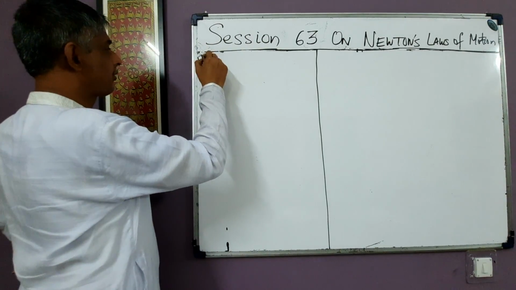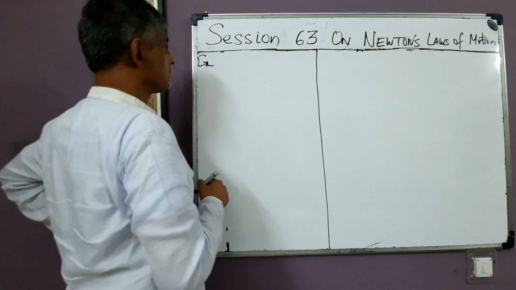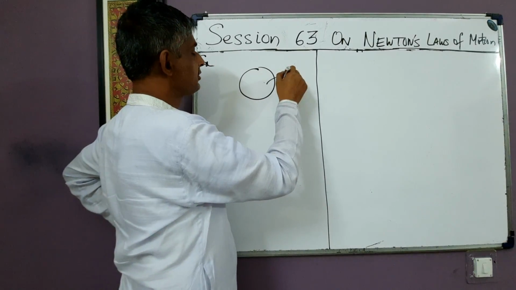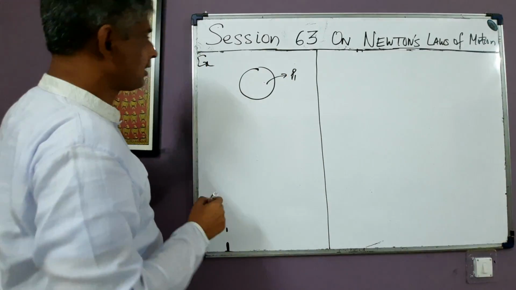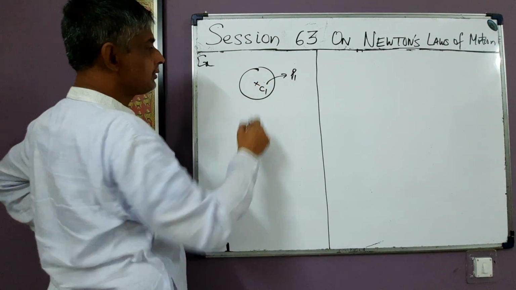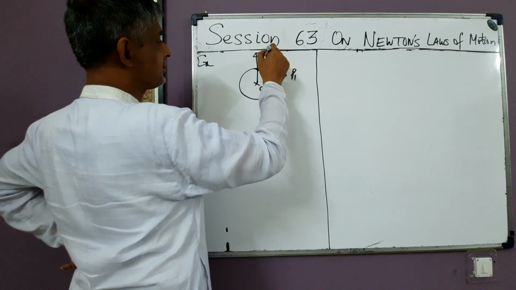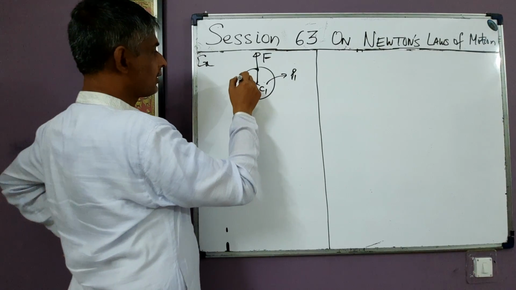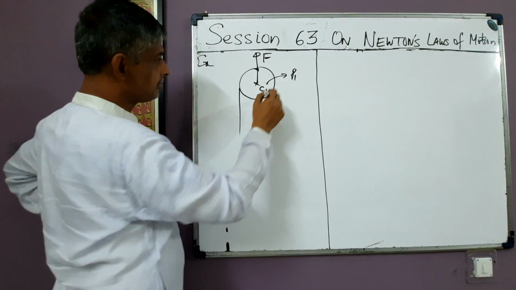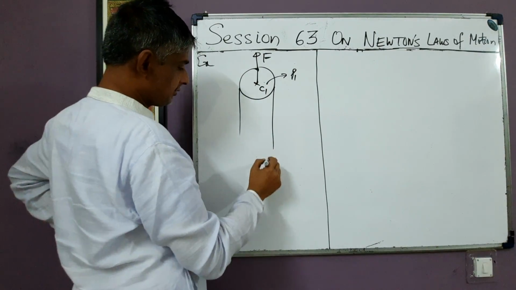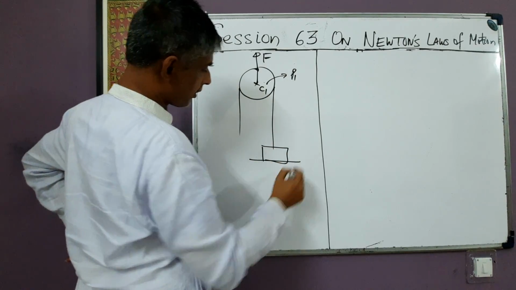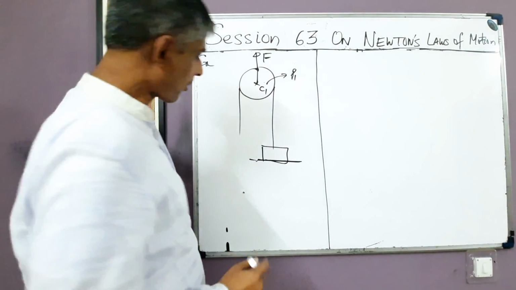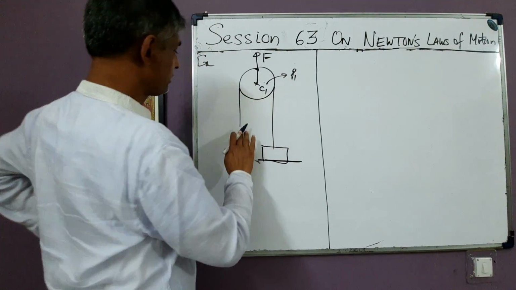Diagram is this. Here we have a massless pulley, say P1. This is center C1 of pulley P1, on which a time dependent force F is being applied in upward direction. A massless string S1 passes over pulley P1, and here there is a block which is placed over a fixed horizontal surface.